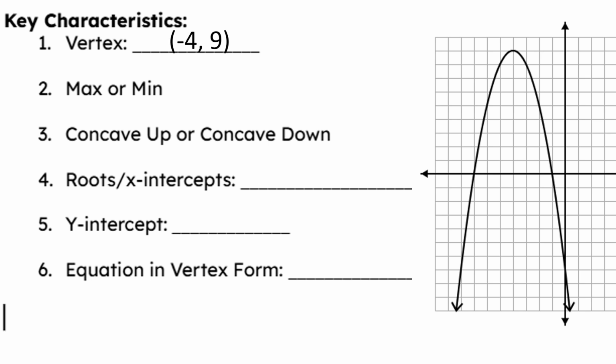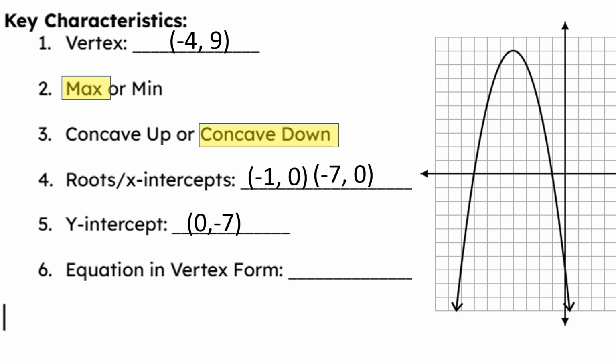All right, so the vertex is negative 4, 9. It's now a maximum because it is the highest point of your graph, which means this is concave down. It crosses the x-axis at negative 1, 0 and at negative 7, 0. And it crosses the y-axis at 0, negative 7.